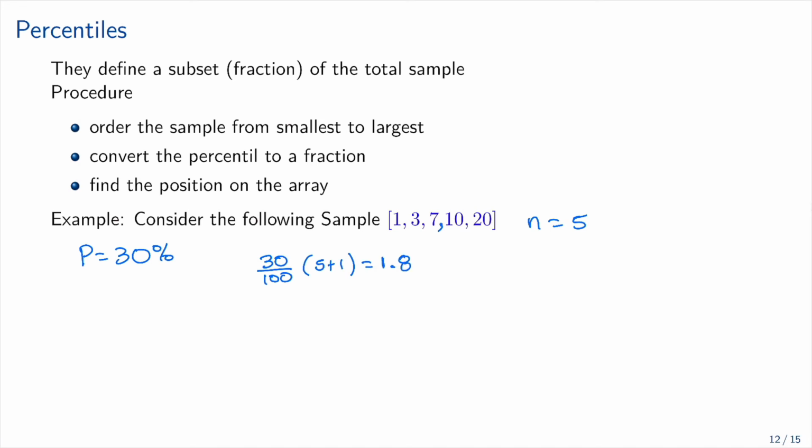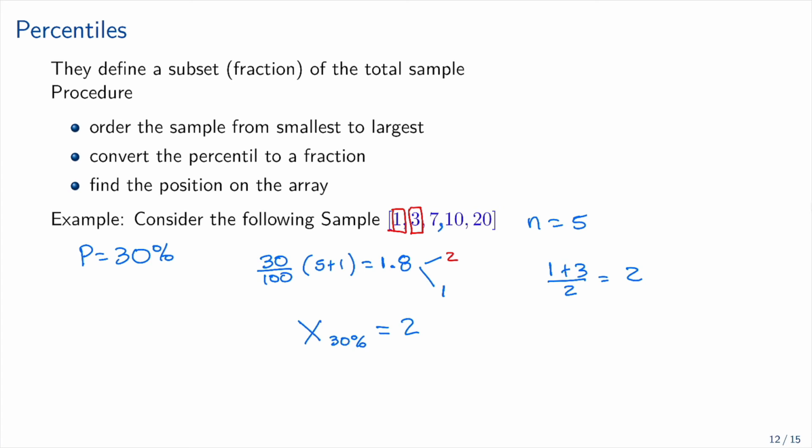So meaning that we don't have an integer value, so this is going to be in between positions 1 and 2, which correspond to the values 1 and 3. So the standard way is to take the average. So the average will be 1 plus 3 divided by 2. So this is 4 divided by 2, which is equal to 2. So the 30th percentile is equal to 2.